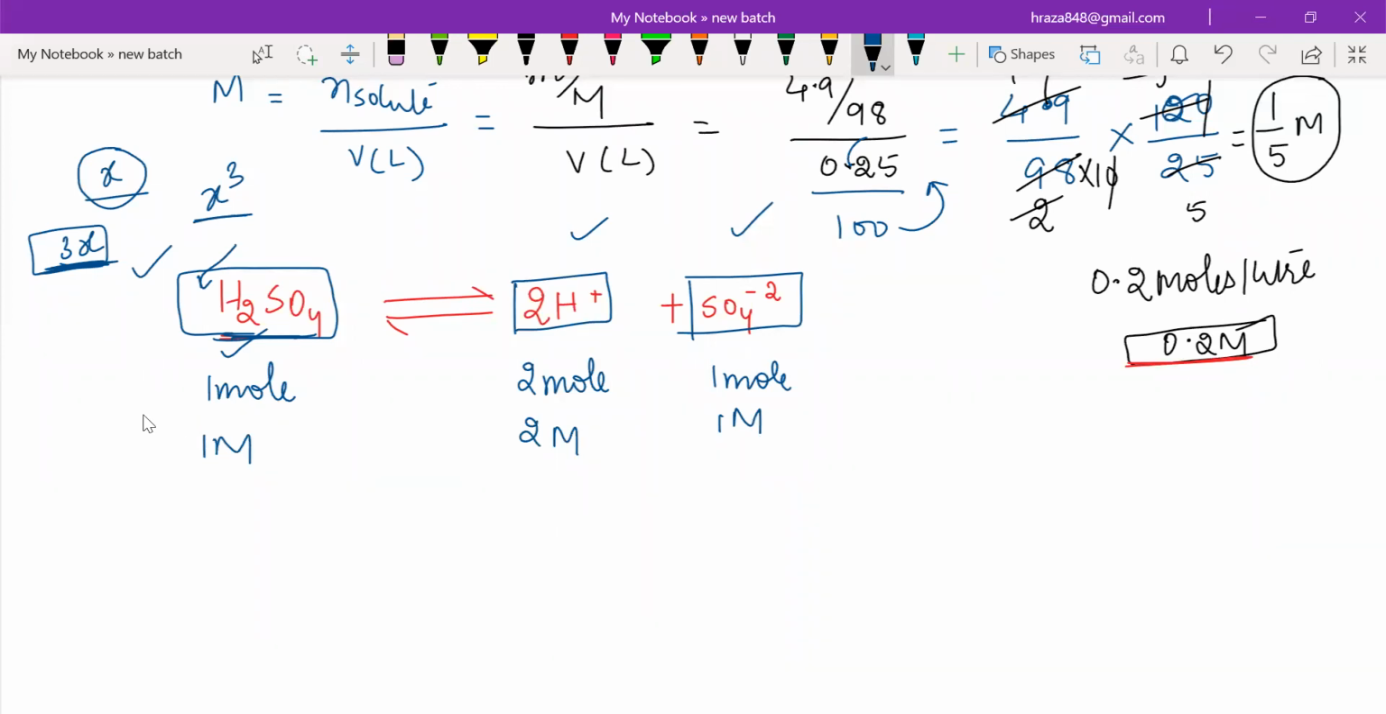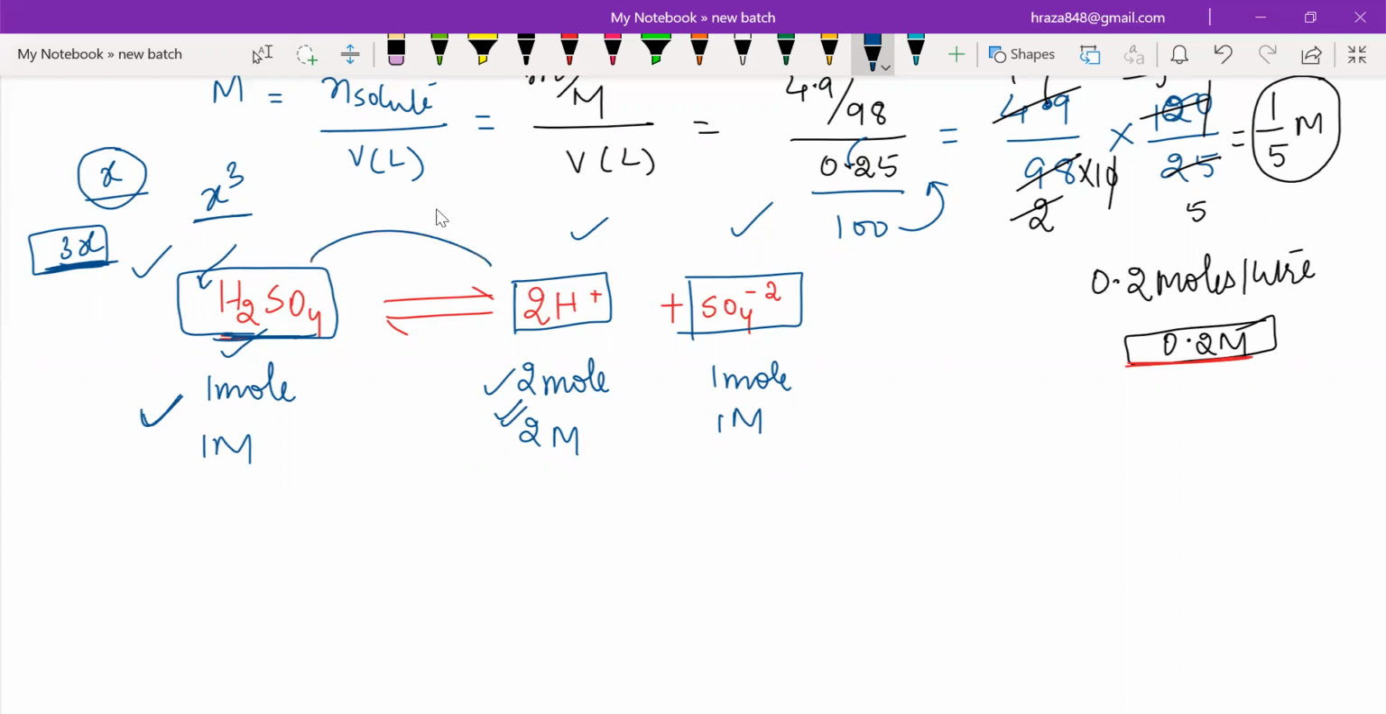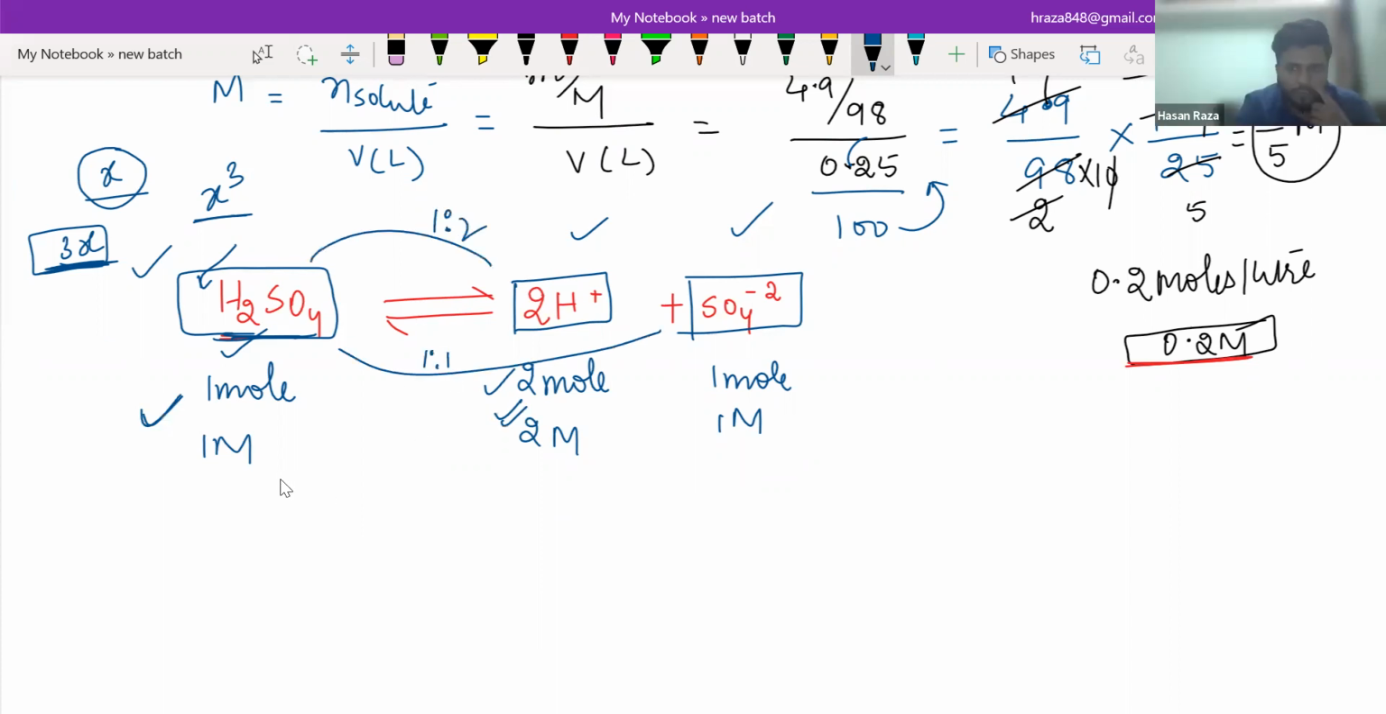That means if this is 1 mole, this is 2 mole. That means if H2SO4 is 1 molarity, H plus is 2 molarity. That means this is double of H2SO4. These two have ratio 1:2, and these two have ratio 1:1. And we have a molarity of 0.2 M, which we just calculated.